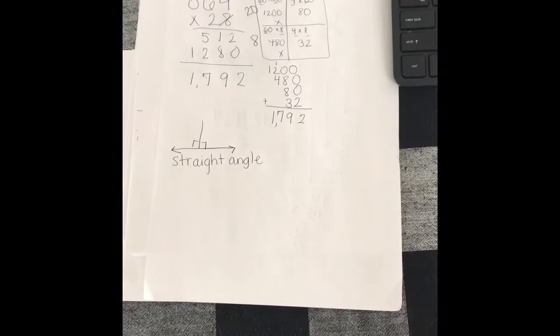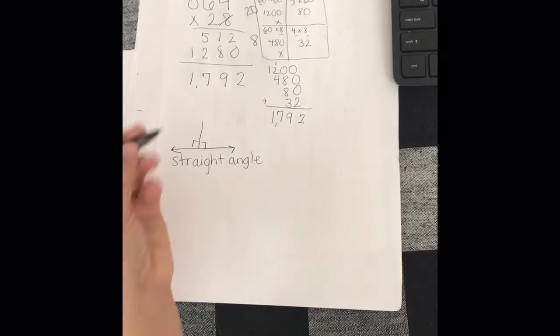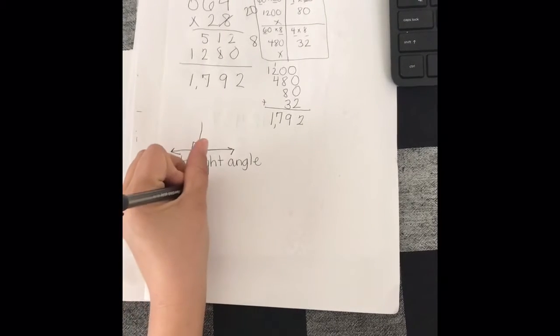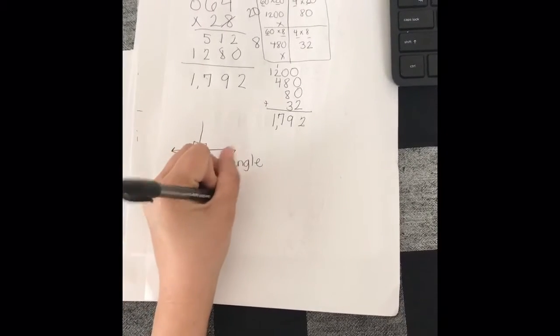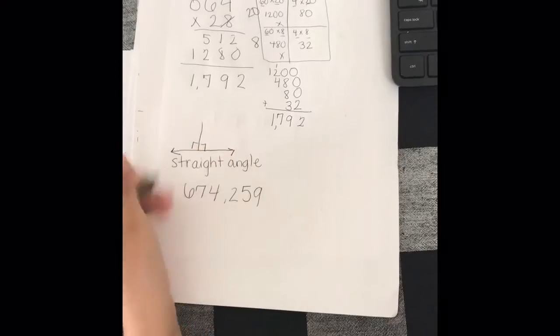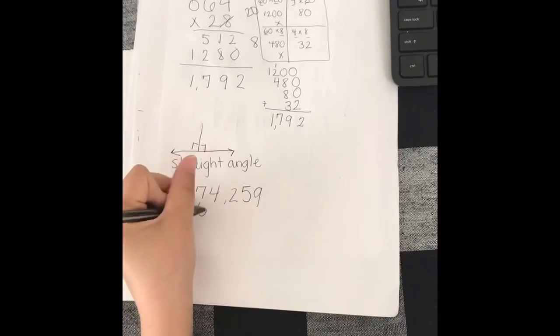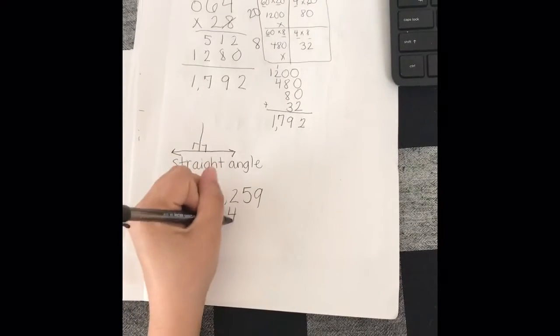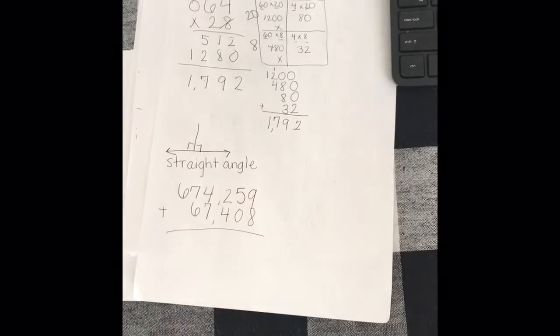Awesome. Our next one is finding the value of G, so we're going to add 674,259 plus 67,408 together. And then remember, we could always do that inverse operation to double check our work. All right, guys, here we go.